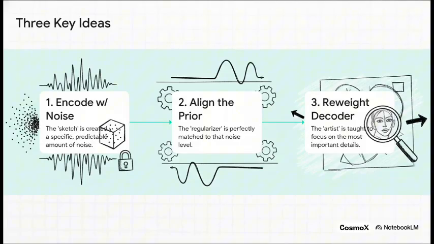The real magic in the paper comes down to 3 things. First, that initial sketch is made with a very specific, predictable amount of noise. Second, the part that cleans it up, the regularizer, is built to handle exactly that level of noise, no guesswork, which makes everything simpler. And third, the artist part is trained to focus only on the important stuff you can actually see, and to just ignore the tiny, invisible noise that doesn't really matter for the final picture.